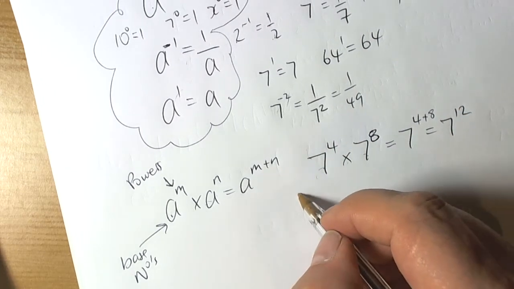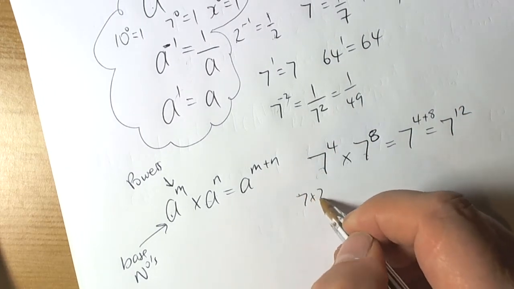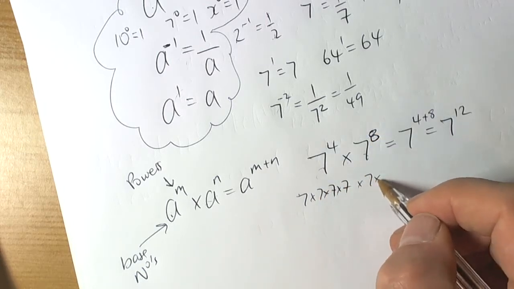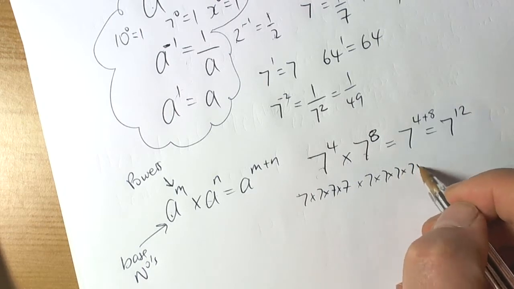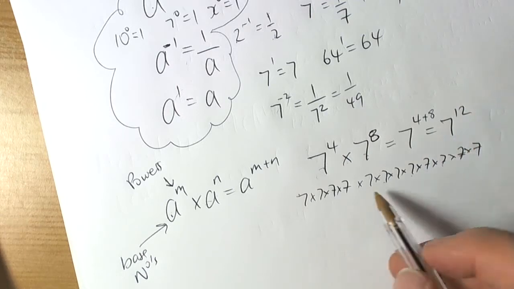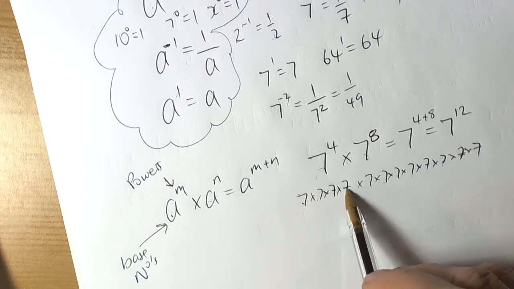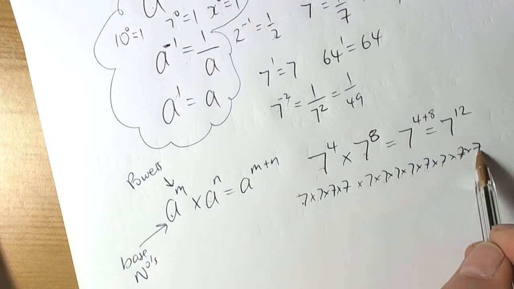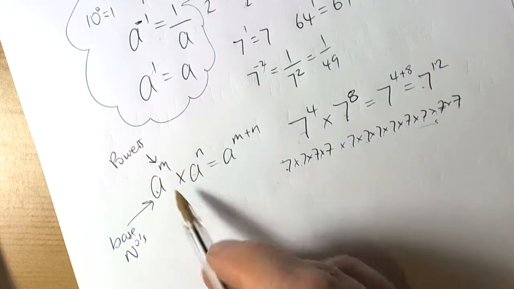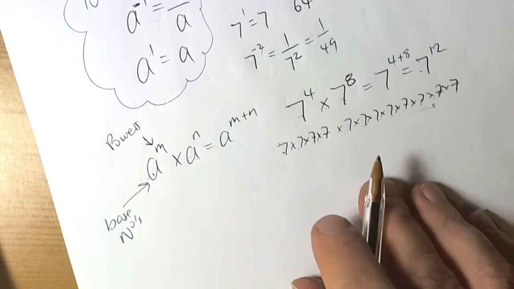Again, the reason why that worked, 7 to the power of 4 is like writing 7 times 7 times 7 times 7. 7 to the power of 8 is like writing 7 times 7 times 7 times 7 times 7 times 7 times 7, 1, 2, 3, 4, 5, 6, and then another one. And altogether I've written 12 sevens. And it's much better to write 7 to the power of 12 than write all of that out. So the timesing rule works in that way when you're working with the same bases.